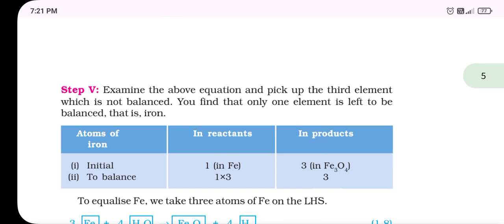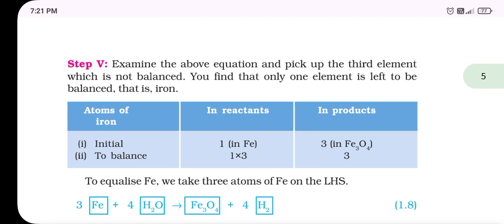Step 5 says examine the above equation and pick up the third element which is not balanced. The third element is what? There are only three elements in that example, so the third element is iron, Fe. You find that only one element is left to be balanced. Yes, that is iron.